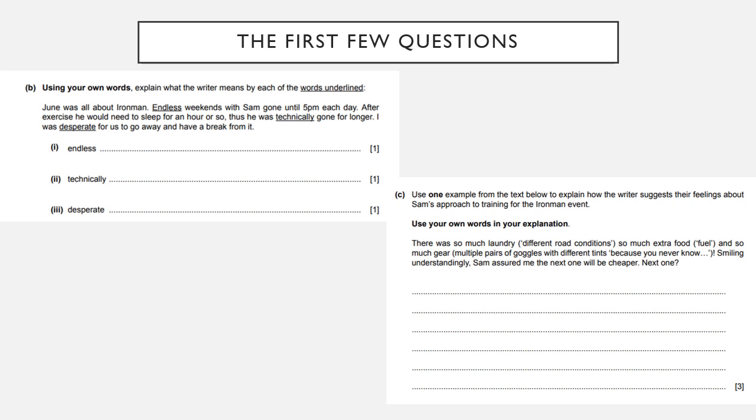And then the next question says use one example from the text below to explain how the writer suggests their feelings about Sam's approach to training for the Ironman event. Okay, you've got to pick out one example from the text and use your own words to explain what that suggests about their feelings about Sam's approach to training for the Ironman.